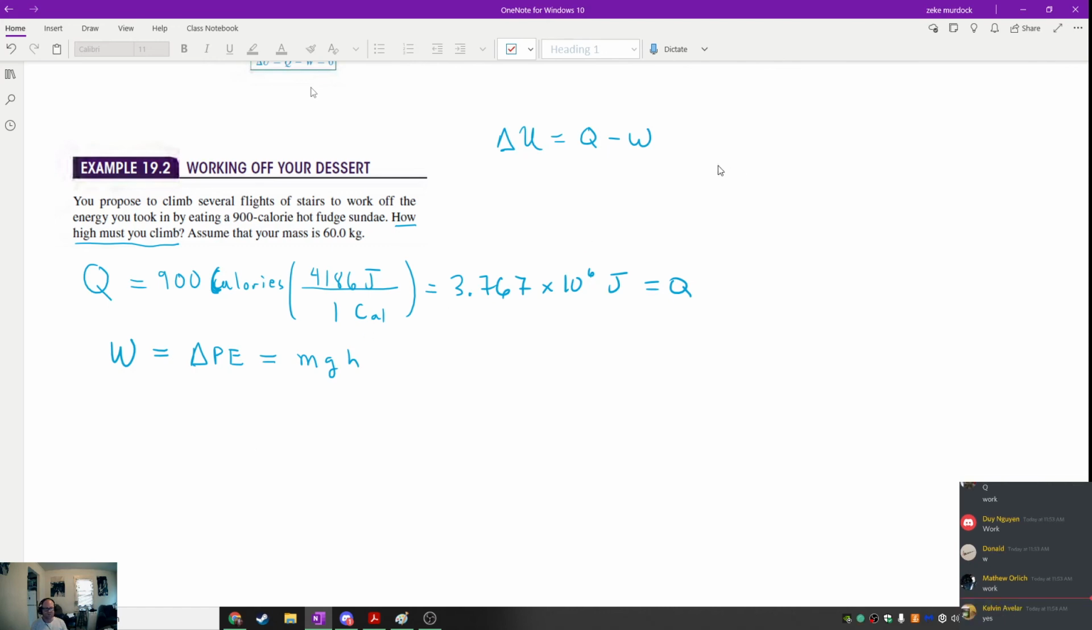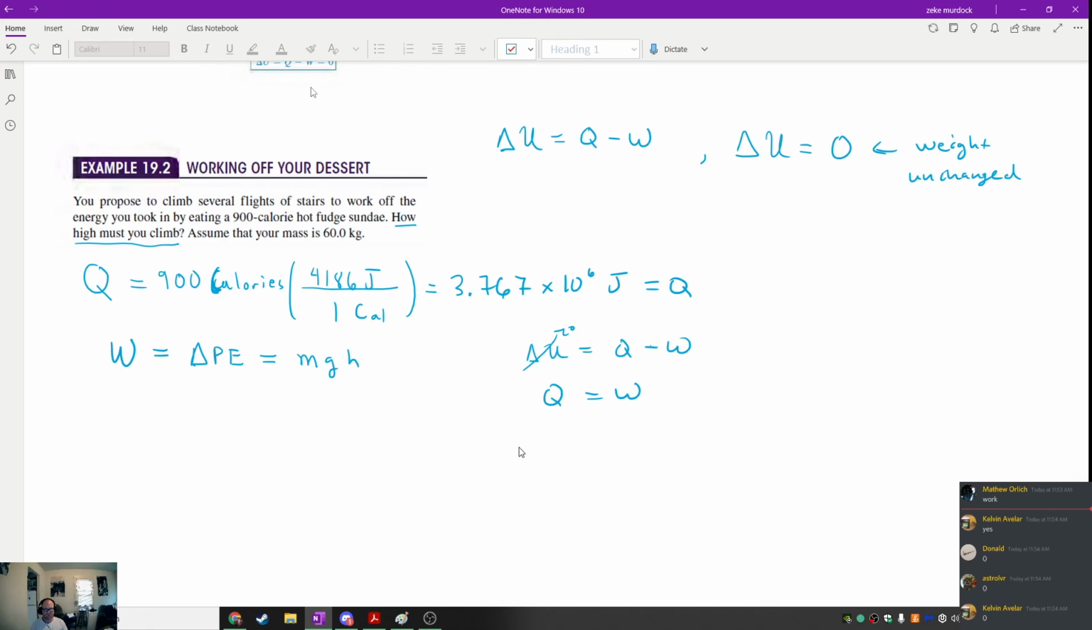Now, what does delta U need to be equal to in this case? Do we want to lose weight? Do we want to gain weight? Or do we want our weight to stay the same? So this means weight is the same. So we want to basically just burn off all that we just ate, pretty much, right? All right. So all we need to do is basically say delta U is equal to Q minus W, but this is 0. So that means that Q is equal to W.